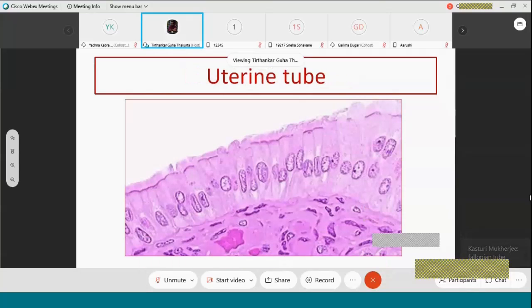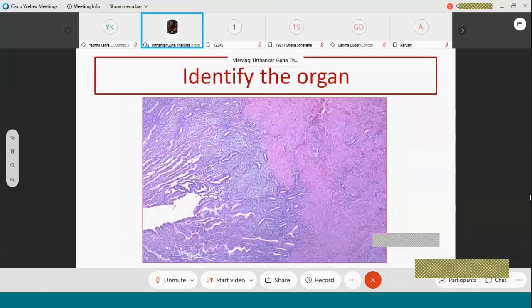What is this organ? So it shows endometrium containing glandular elements, and it also shows a thick myometrium. Such a thickness of smooth muscle is not seen in any other organ that you have in your syllabus. So this is the uterus.